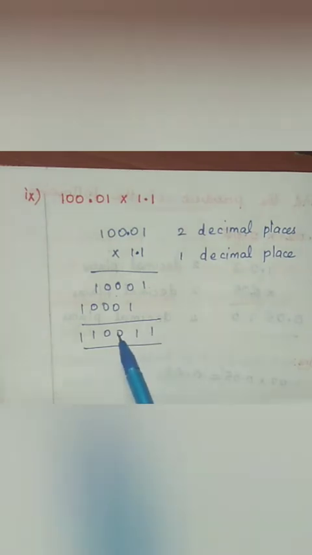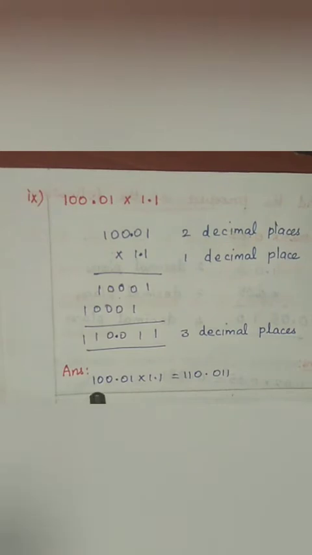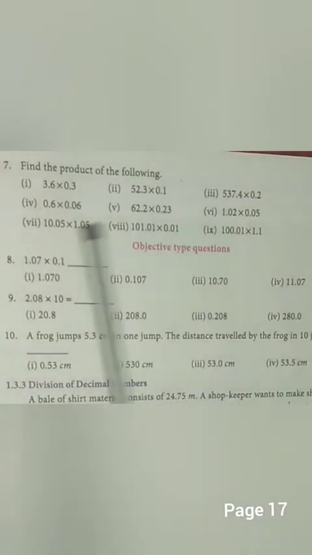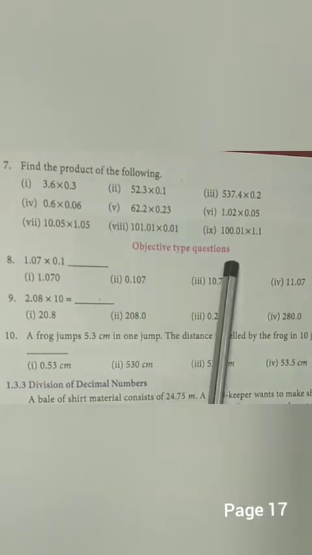1, 2, 3. Keep the decimal point between 0 and 0. The answer is 100.01 into 1.1 is equal to 110.011. The remaining subdivisions do as homework. Now let's see objective type questions.